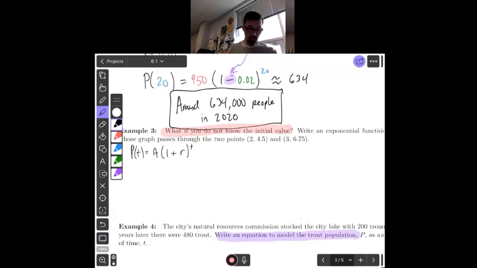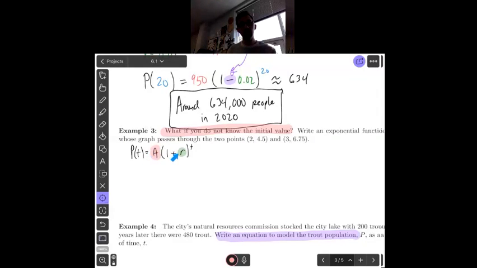But when we write an equation, what we want to see is that a value. We want to see that r value. That's what the function looks like. We know what a and r are. T and P of t are going to stay variables. That's the thing I plug in, that's the answer I get out. So we need to leave those as letters, but we need to know what a and r are as values.